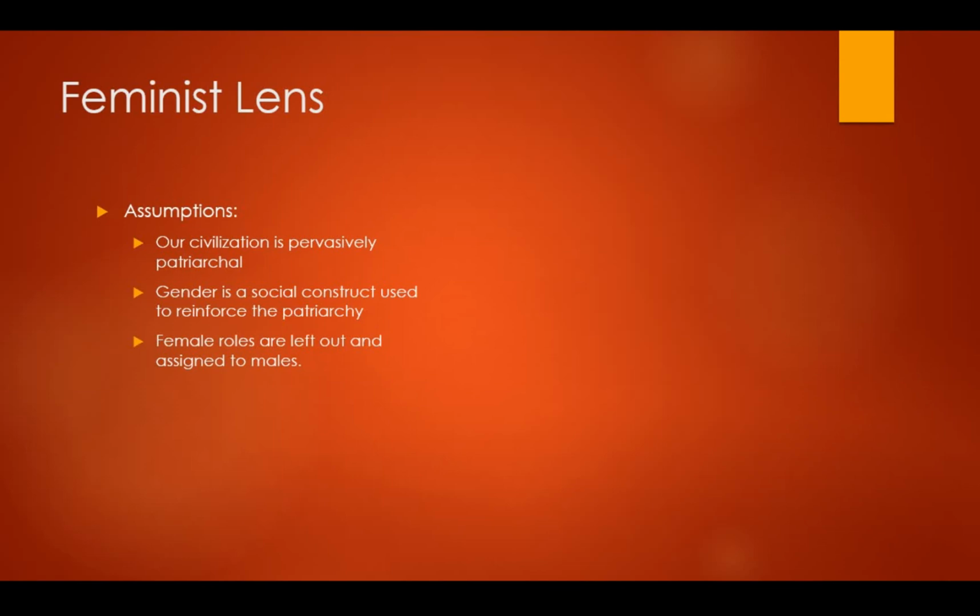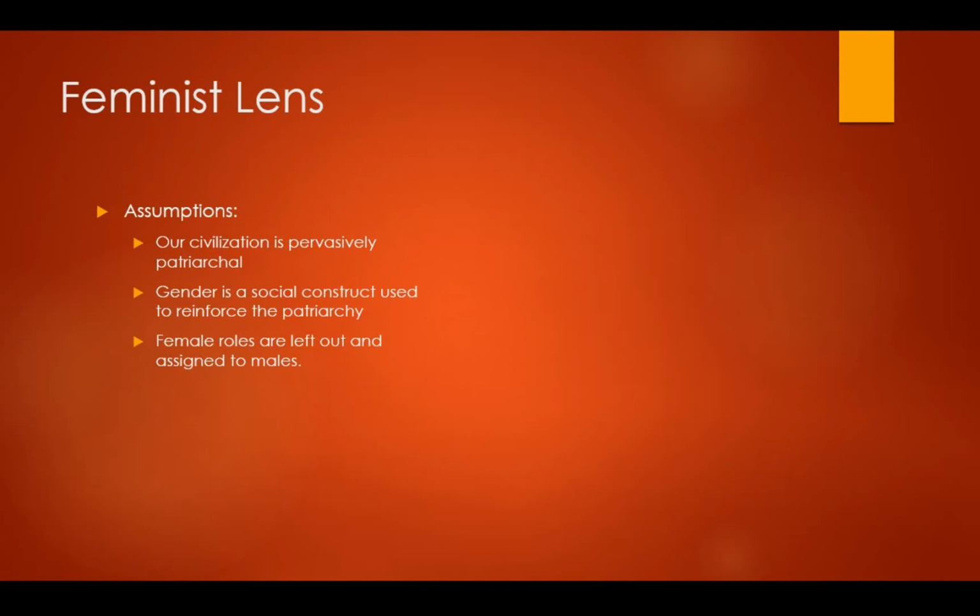We justify bullying with "boys will be boys," even if that bullying isn't just to another boy, or if that bullying even is harmful. And so males are put into power even further because of the way gender works. And the final assumption is that female roles are left out and thus assigned to males.